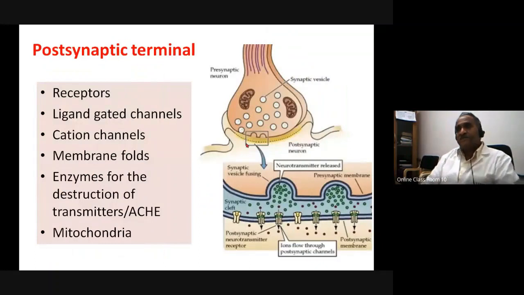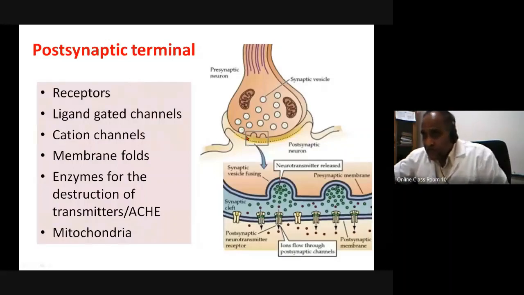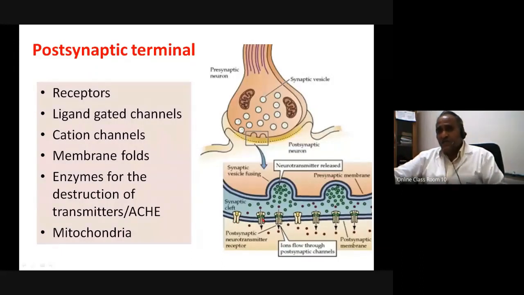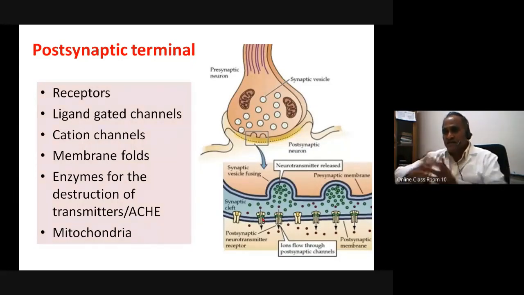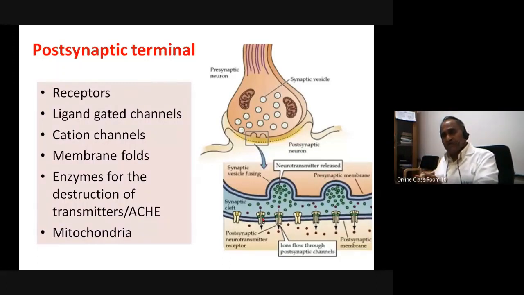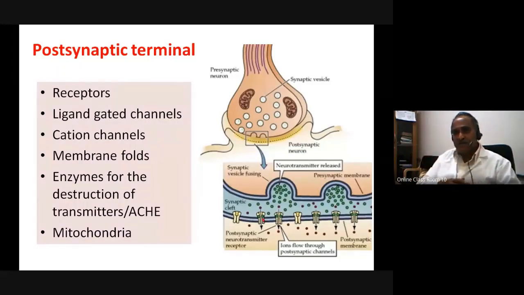Then next comes the postsynaptic terminals. What are the various things present in the postsynaptic terminal? First and foremost is the presence of receptors. Here, this dotted dashed line is the receptors. Say for example, if it is acetylcholine, we have acetylcholine receptors. If it is glutamate, we have glutamate receptors. There may be different types of glutamate receptors, but let us not worry about that. If it's dopamine, we have dopamine receptors. If it is GABA, we have GABA receptors.